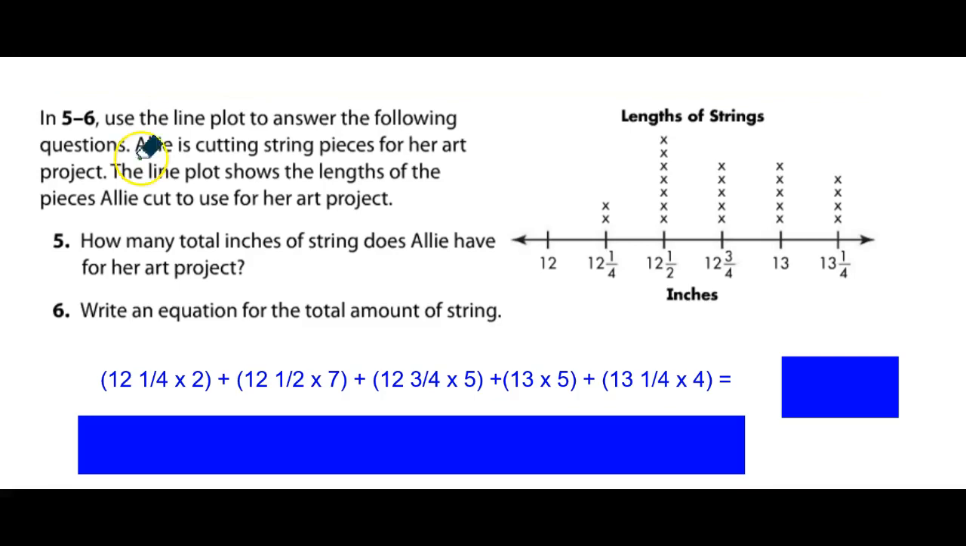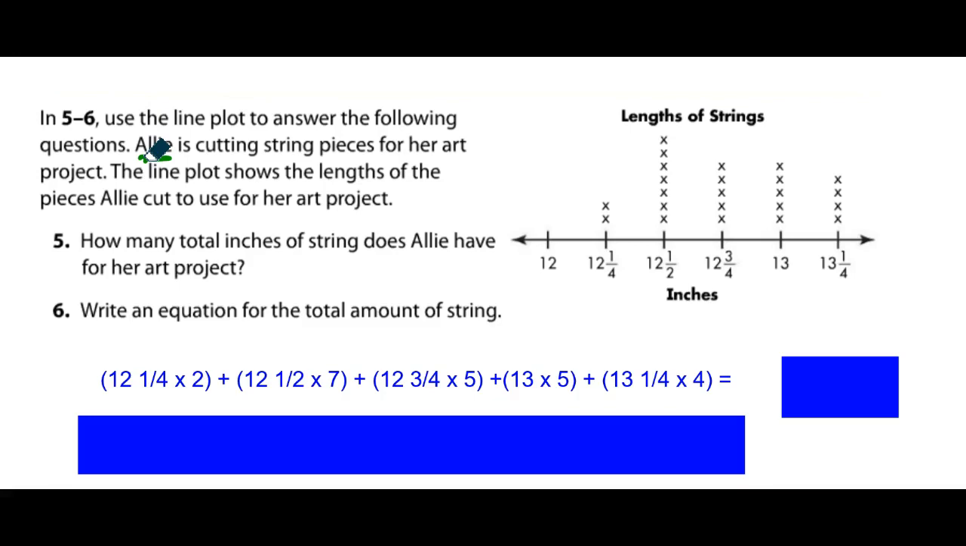Okay, so we have Allie, and she's cutting string pieces for her art project. The line plot shows the lengths of the pieces that Allie cut to use for her project. We can use all of this information to figure out how many total inches of string Allie has for her art project. Down at the bottom, you can see the equation that I would use to figure out the total amounts of string. So let's look at how this equation works.